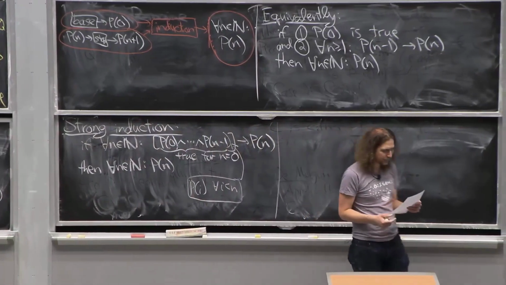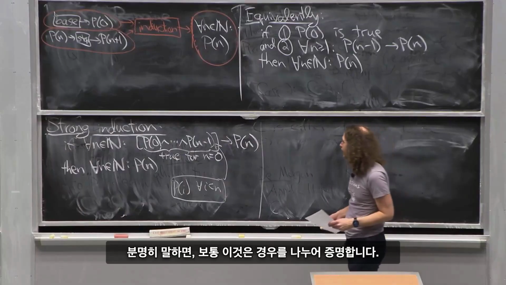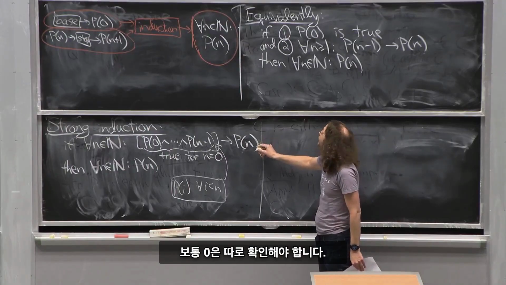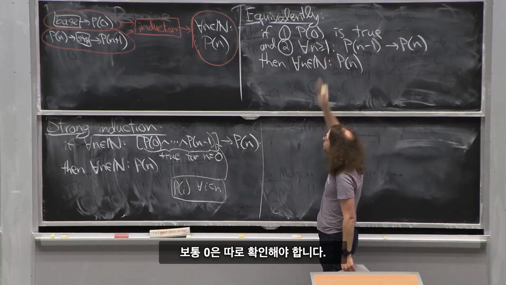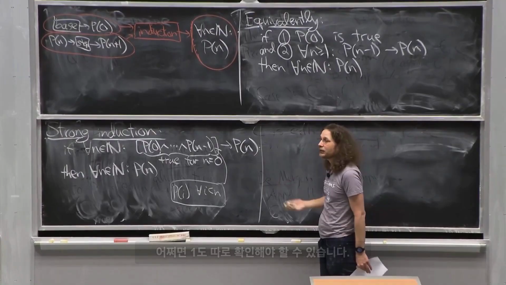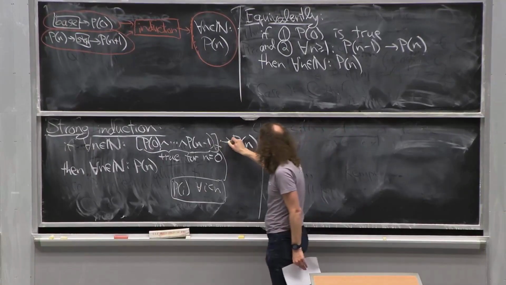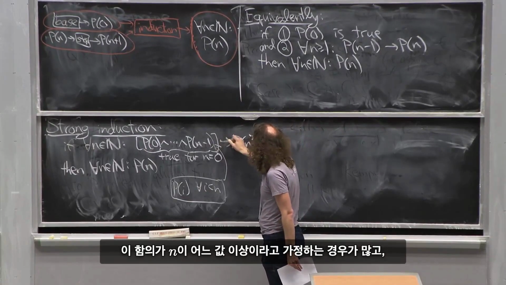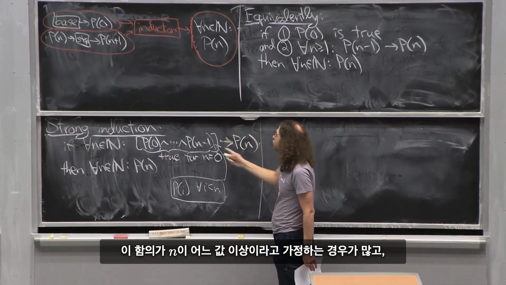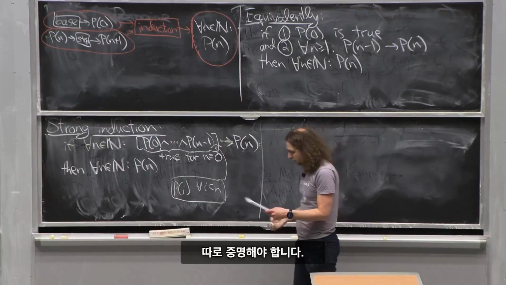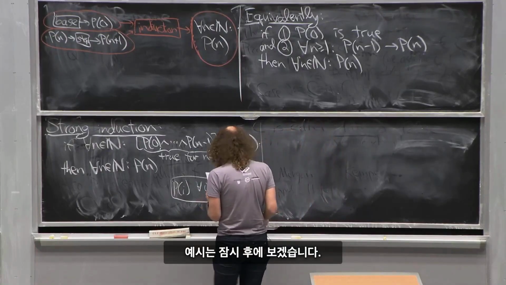Okay. To be clear, this is usually proved in cases. Normally you need to check 0 specially. That might be a base case. Maybe you have to check 1 specially. It depends on your implication argument. Often this implication assumes that n is at least something, and then you have to prove all the smaller n's to be true specially. But we'll get to examples in a moment.